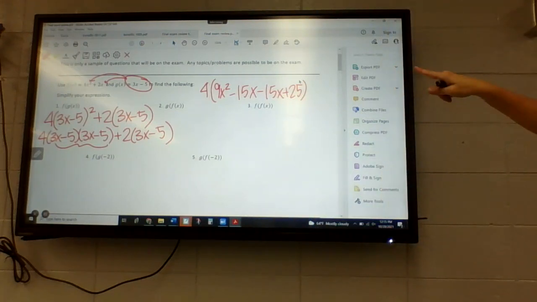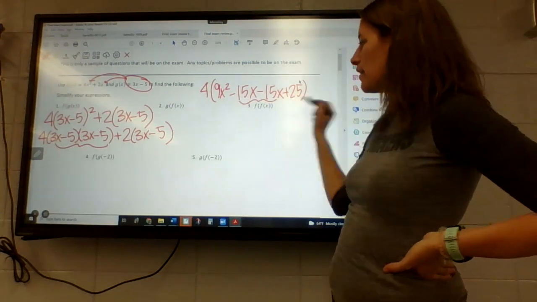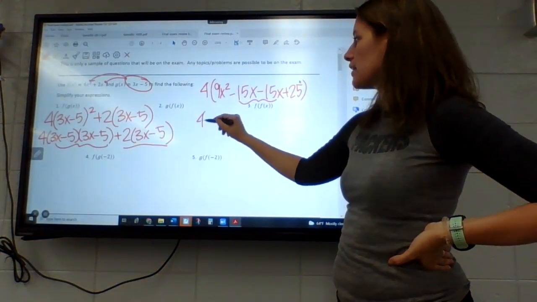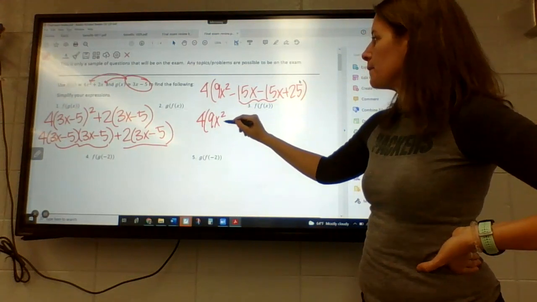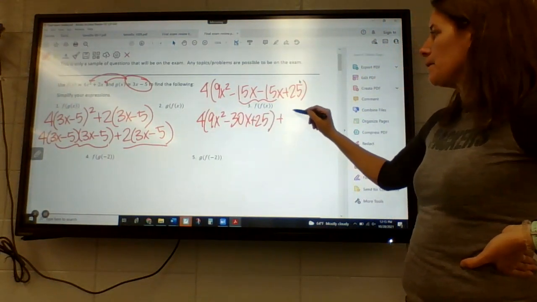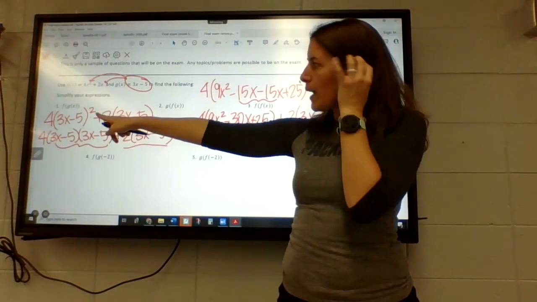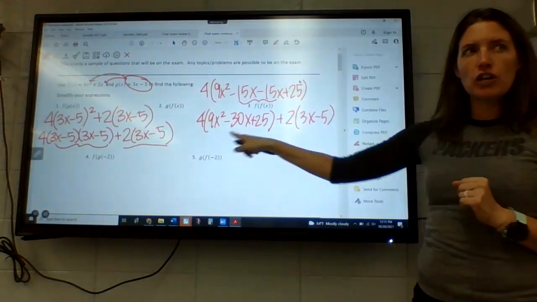So that has to be combined here. I still have this thing to do too. I'm going to try and combine some like terms here. So when I FOIL 3x minus 5, this is what I should get.